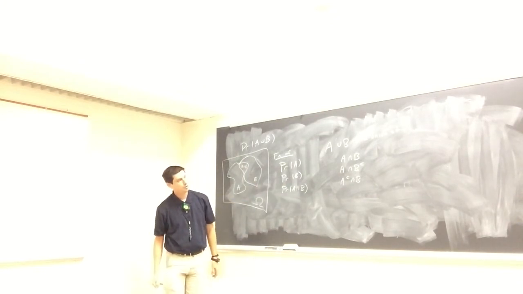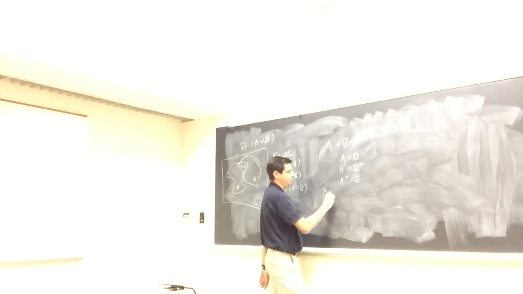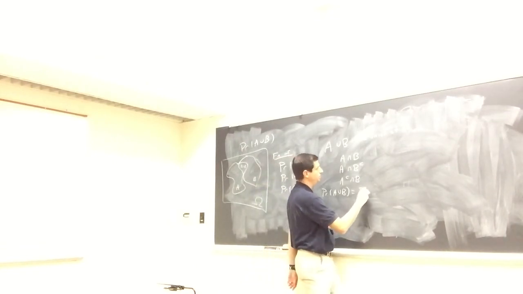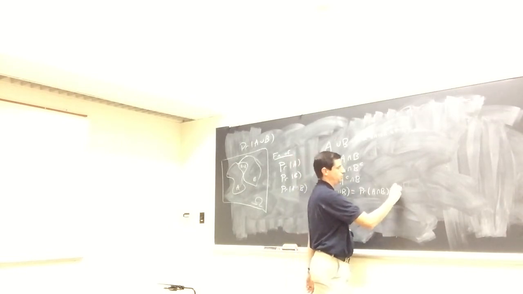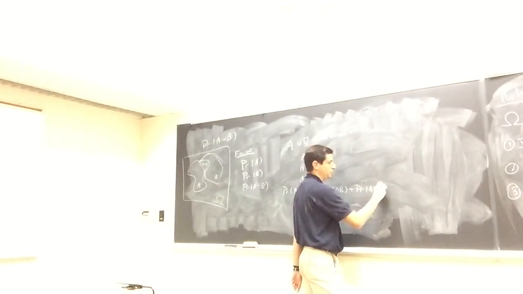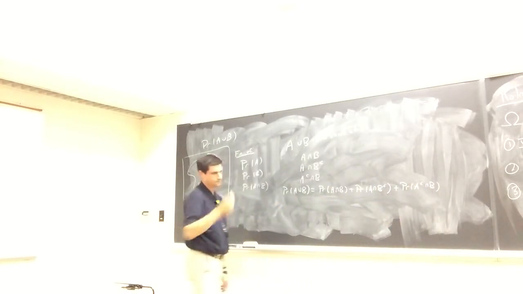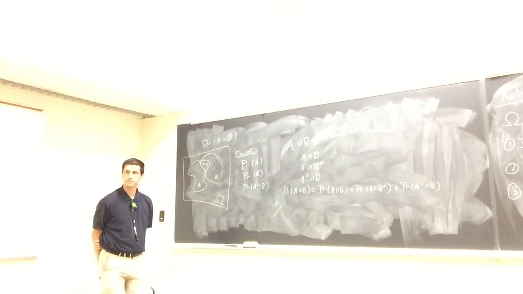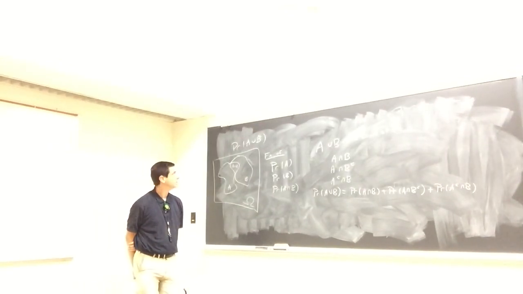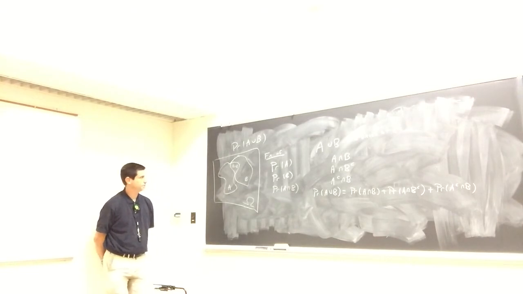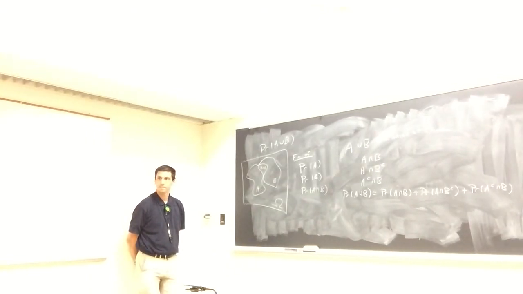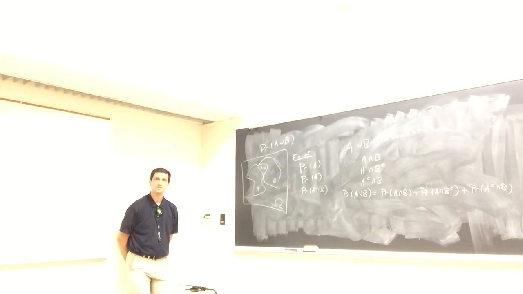So we could now use property 3 and get the probability of A union B is the probability of A intersect B plus the probability of A intersect B complement plus the probability of A complement intersect B. Then we would have to figure out what's the probability of A intersect B complement. Probability of A minus probability of A intersect B.